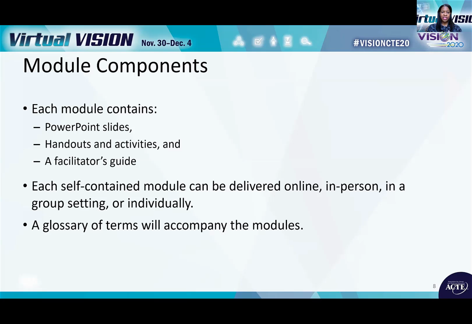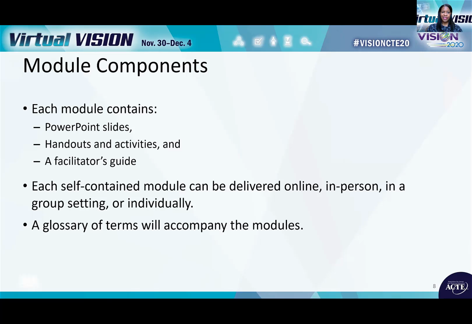And while they are self-contained, we do want you to know that they build in complexity. And so later modules will draw on the terminology and the definitions that have been defined in earlier ones. But because we want them to really be self-contained, we do have a glossary of terms that will accompany each of the modules. In the next several slides, I will go through each of the modules, sharing with you the objectives for them and giving you a little bit of a feel for what they're all about.